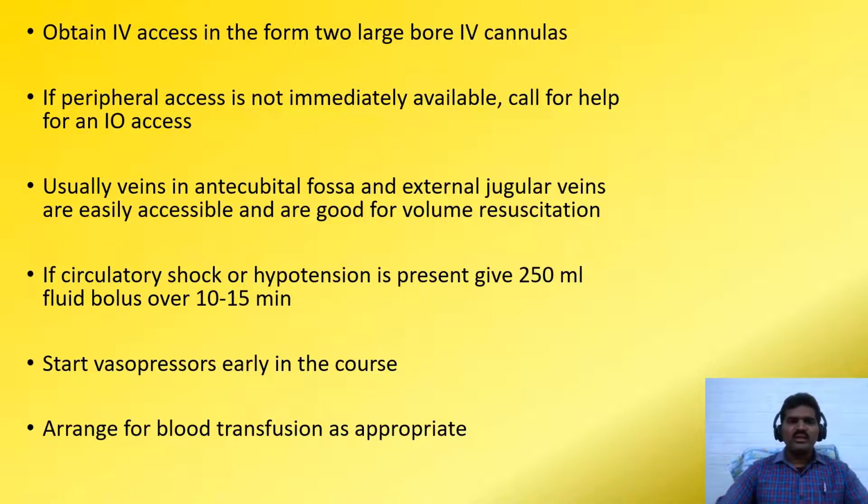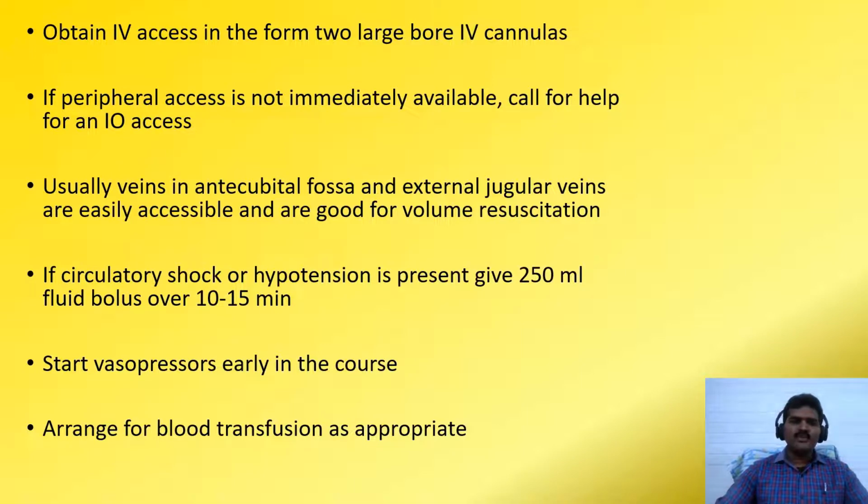If circulatory shock or hypotension is present, give aliquots of 250 ml fluid bolus over 10 to 15 minutes. Assess the response, and as we discussed in the volume status class, you can give more fluids based on the need. If the patient is not responding to fluids, you can start the vasopressors early in the course. If you are hitting with vasopressors, hit hard and hit early. This is the dictum. If you are thinking of starting vasopressors, start at maximum dose and then you can come down when the patient's BP improves.